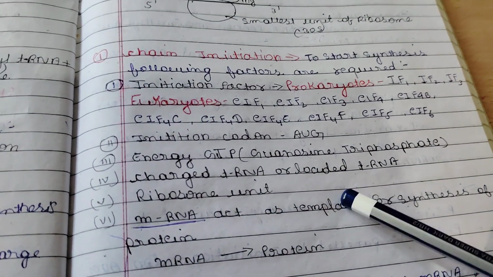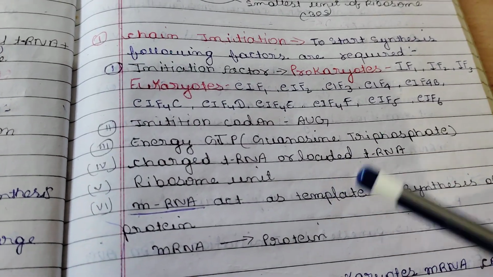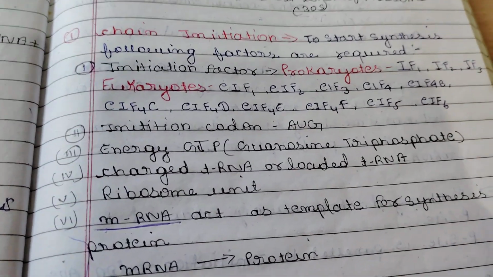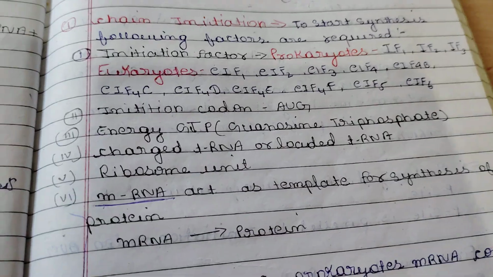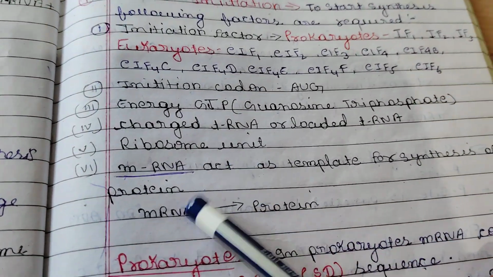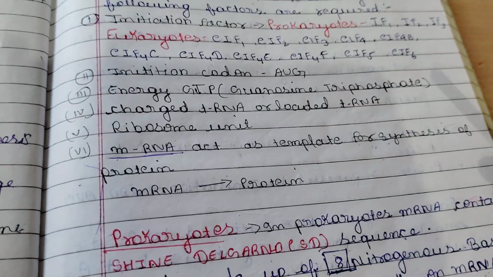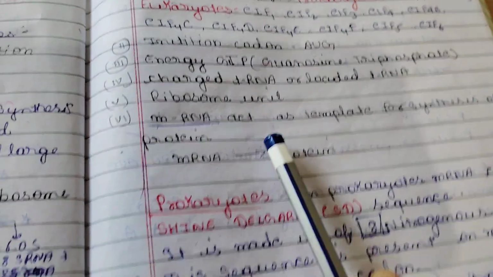Then there is the charged tRNA or loaded tRNA. As we have already studied, tRNA containing activated amino acid is called charged tRNA or loaded tRNA, and then the ribosomal unit and mRNA. mRNA basically acts as a template for synthesis of protein, where mRNA is converted to protein. This is all the process of translation.